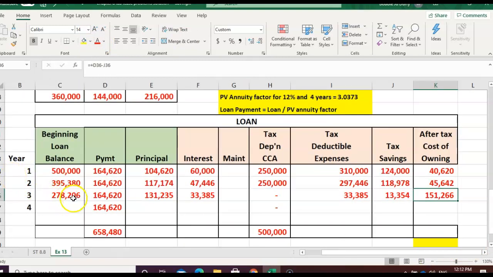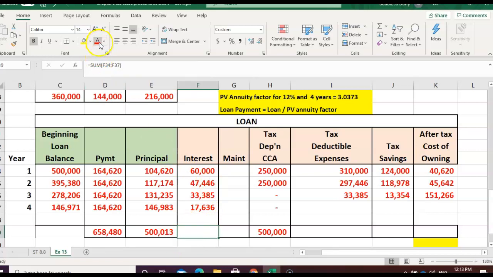So for the last year here, our balance of the loan was $278. We paid $131. We multiply the $146 by 12% interest. We deduct that interest from the payment, and we paid $146,983. So pretty close, with some rounding errors. We paid $13 extra in the rounding errors.